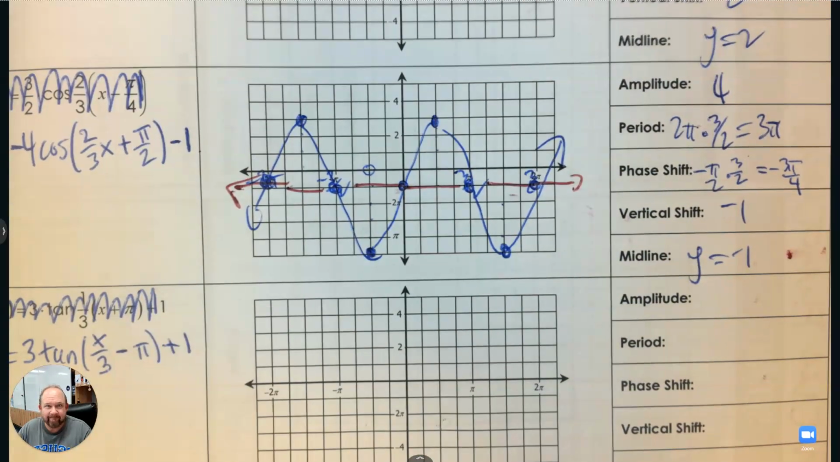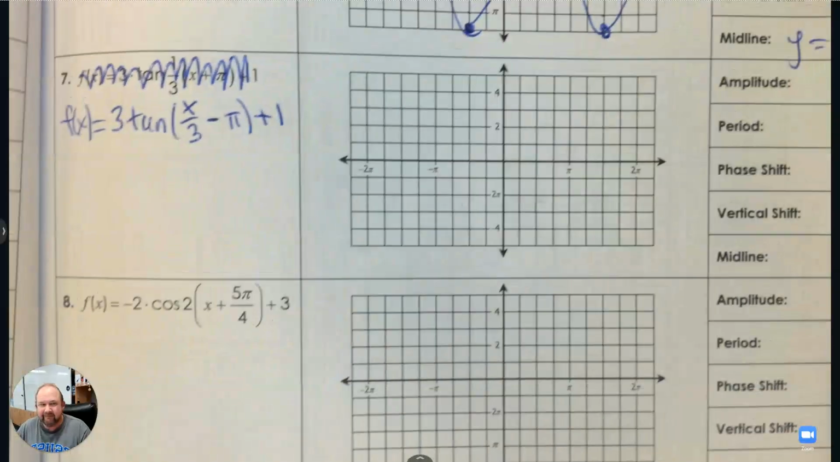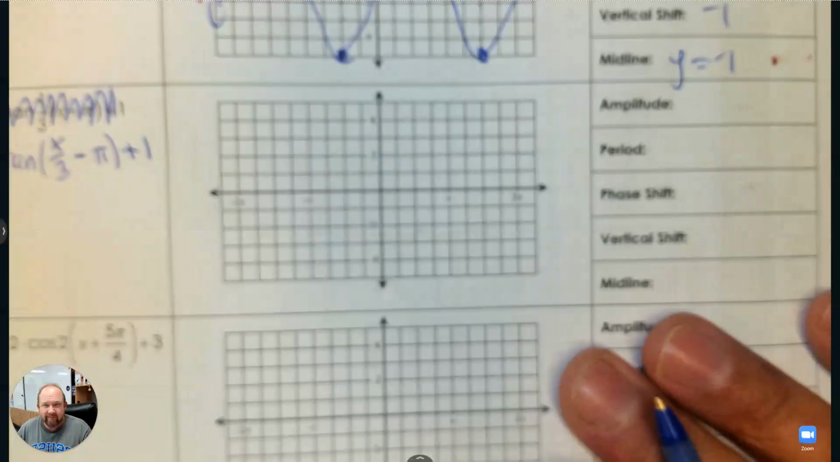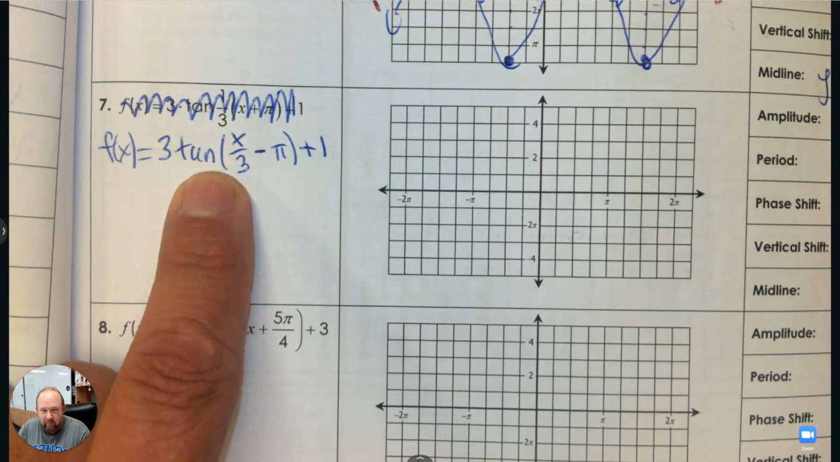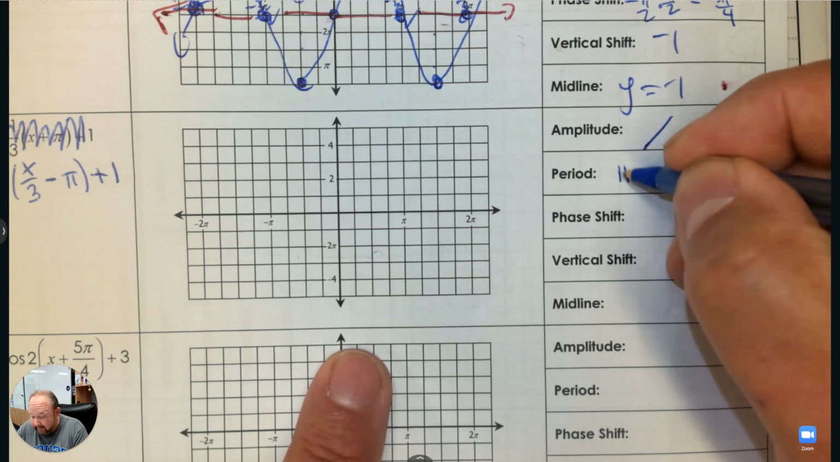There is one left. All right, here's your last chance. This one's a tangent one. This is our second tangent one. So, can we graph this equation? So, the amplitude, we have no amplitude. Period, we start with pi.